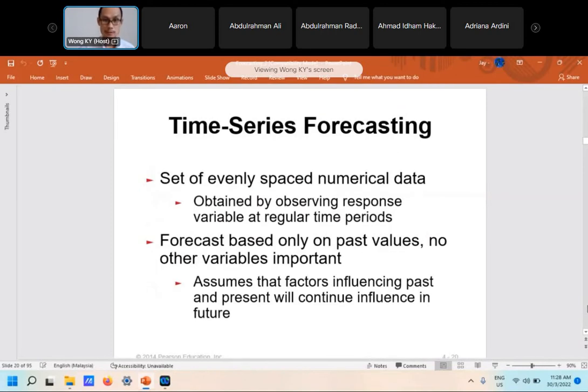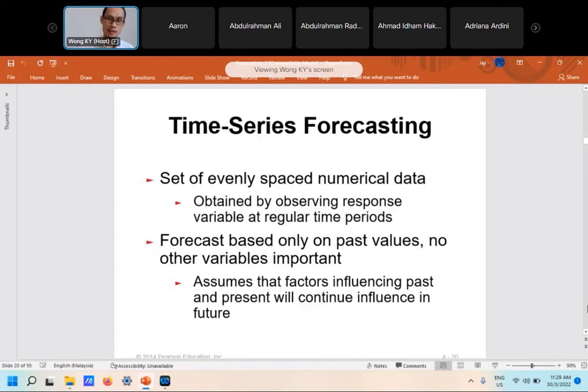Now, in time series model, the first thing you have to remember is that it uses a set of evenly spaced numerical data. What is the meaning of evenly spaced numerical data? It means that if your data is on an hourly basis, then your data has to be hourly. Every hour you need data. If you're using weekly data, then all the data has to be weekly. If you are using monthly data, then all your data has to be monthly. Understand? If you're using yearly data, then every year you have to collect data on a yearly basis.